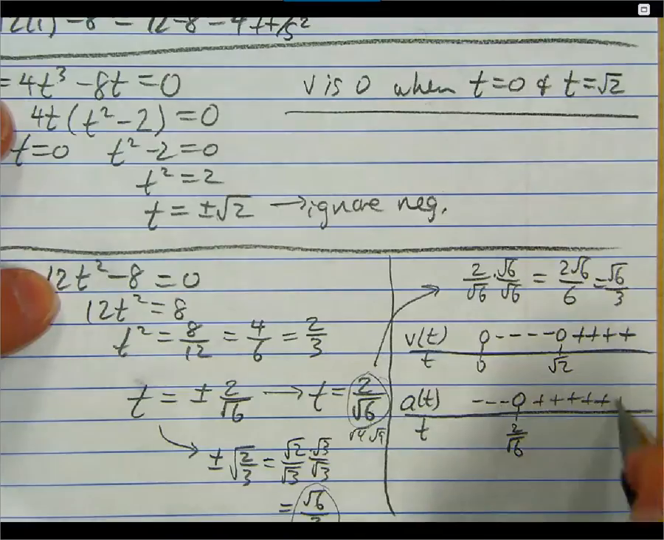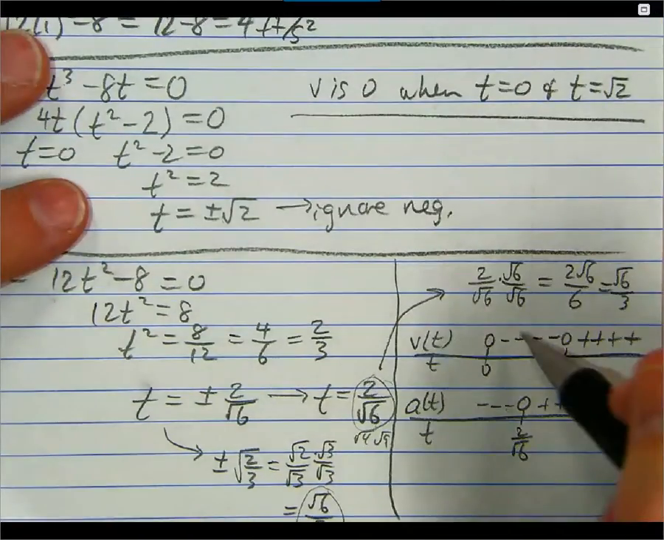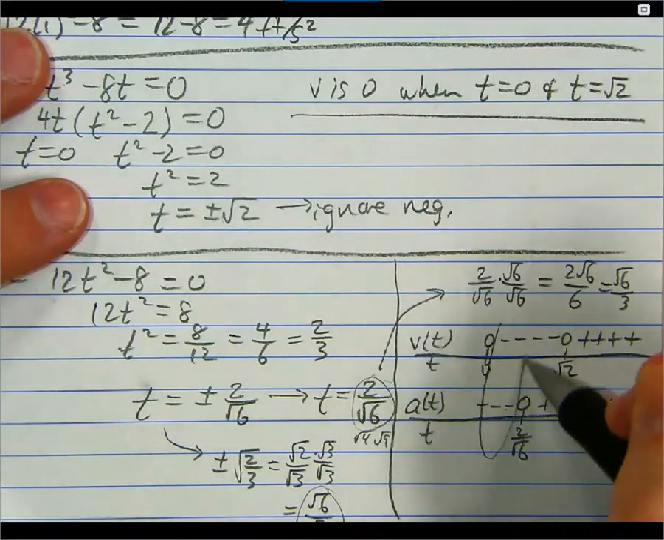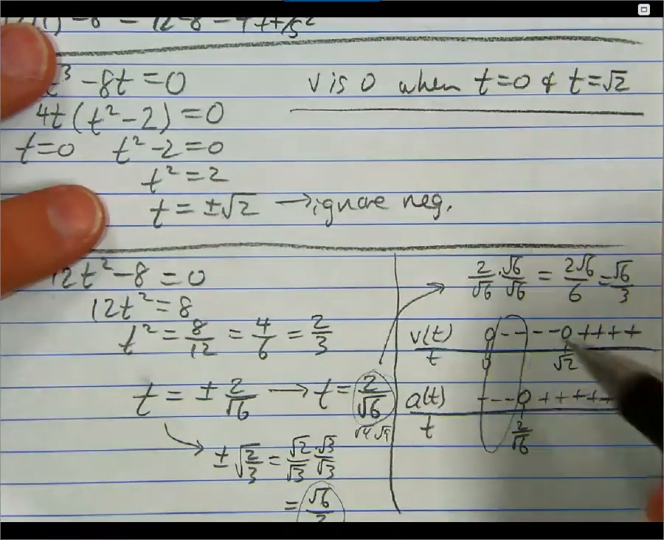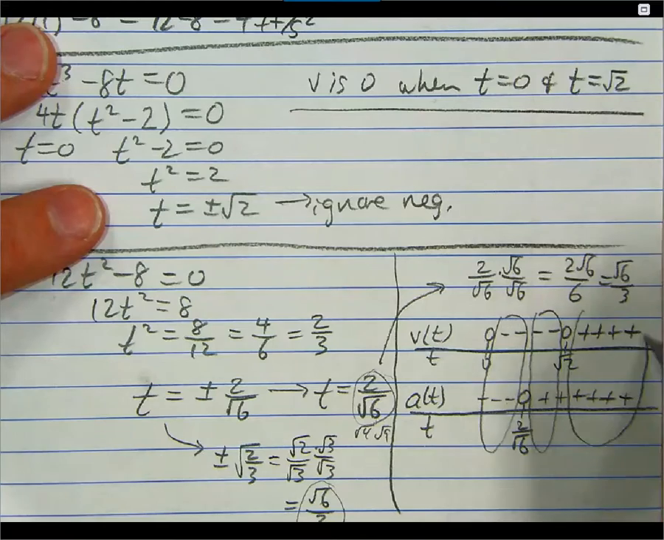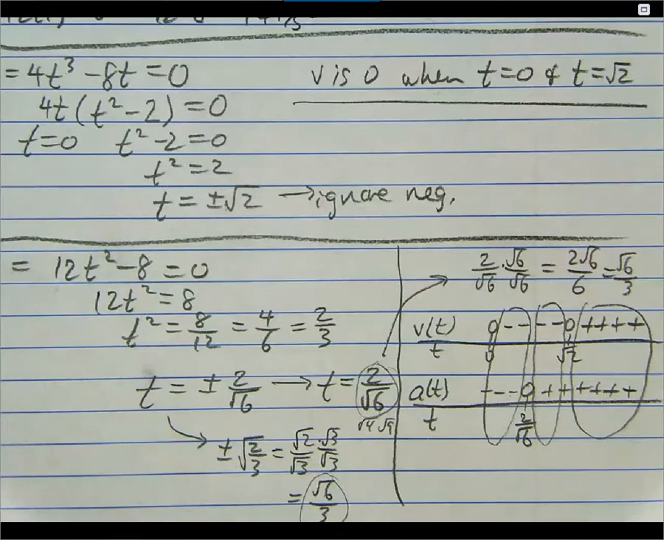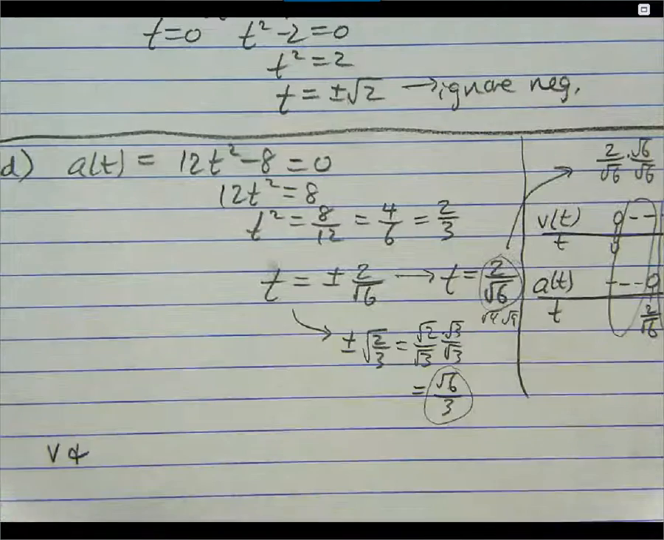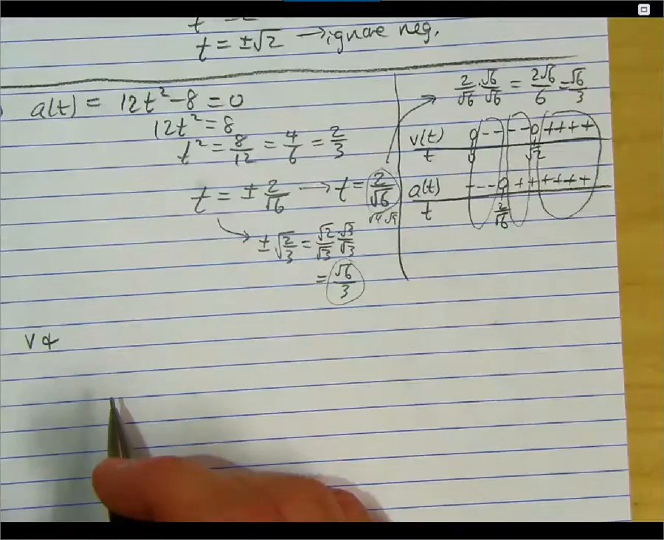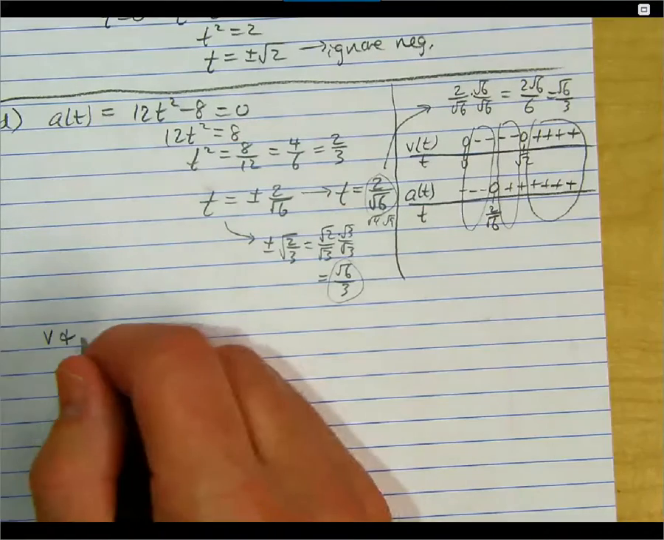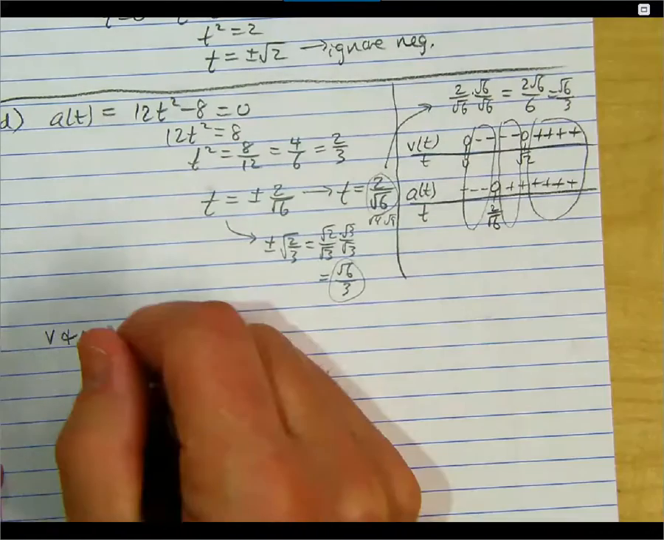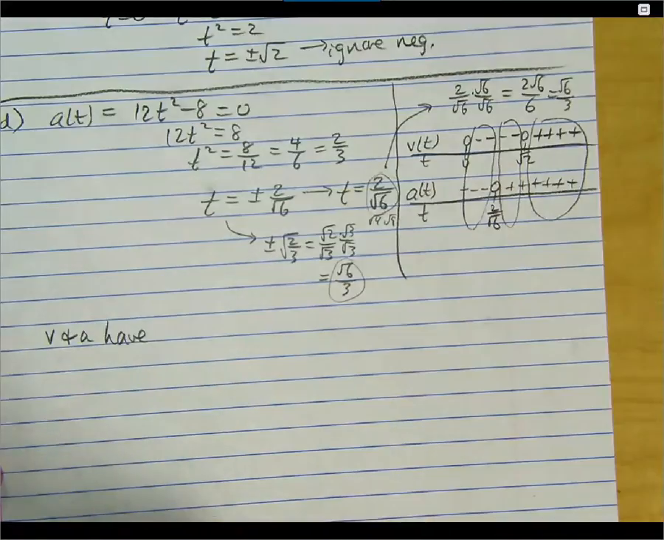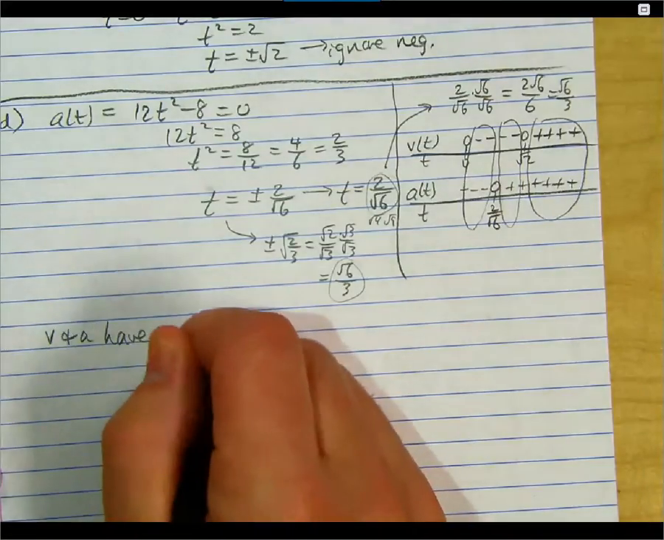All right, it's time to go circle some sections. There we go. Same sign, speeding up. Opposite sign, slowing down. Same sign, speeding up. Therefore, we will say V and A, let me zoom out so you can see the big picture here. V and A have same signs.